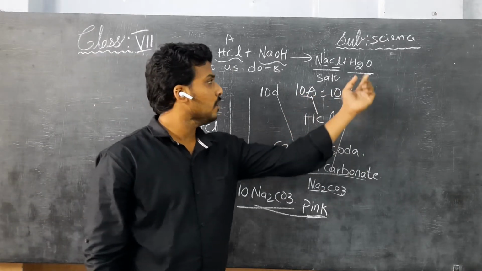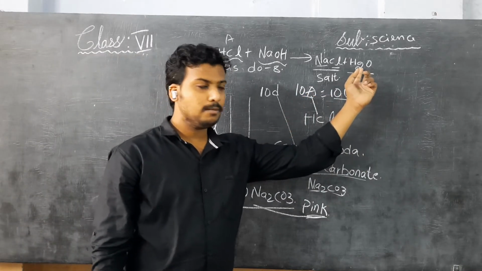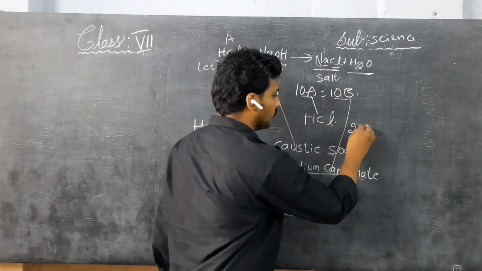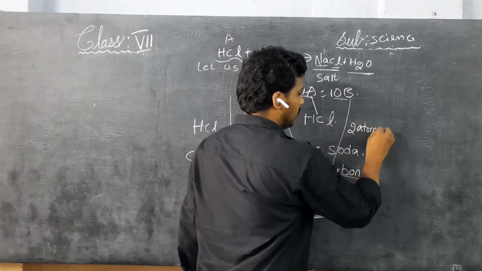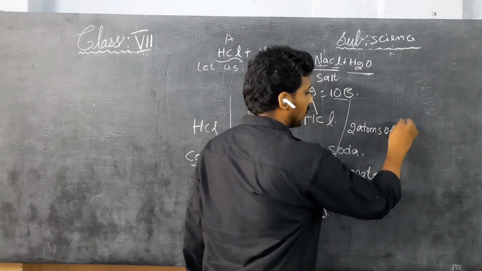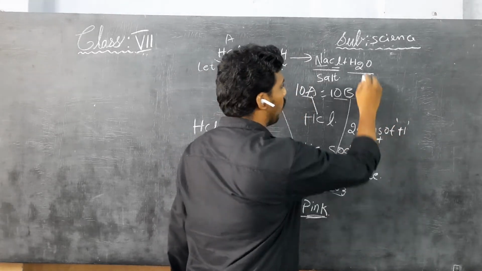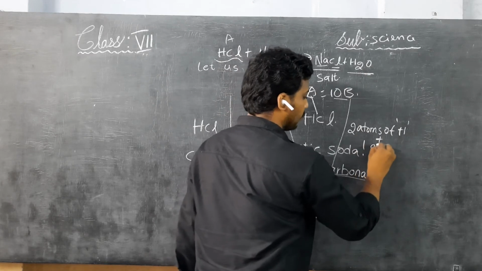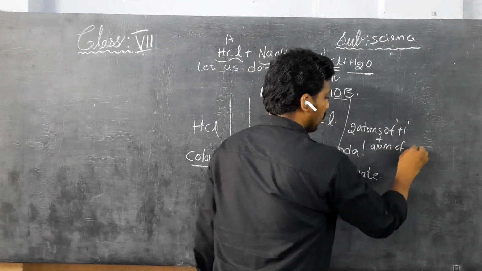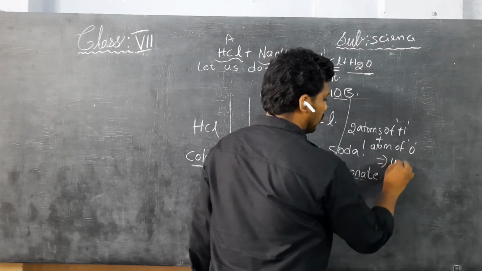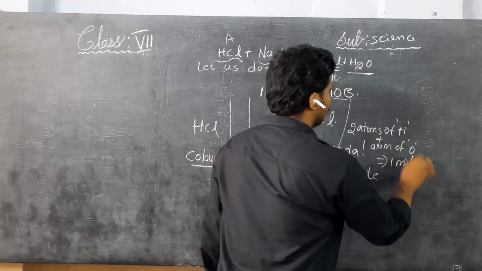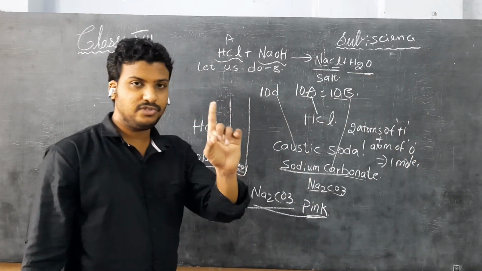Understand, children? Means two atoms of hydrogen, I am writing in capital H, two atoms of hydrogen when reacted with one atom of oxygen, we'll get one molecule, children. H2O is one molecule, just one molecule.